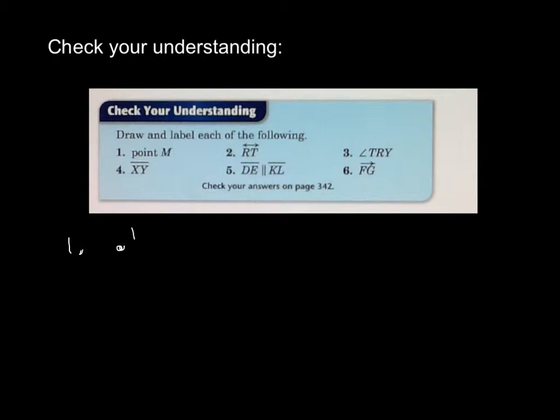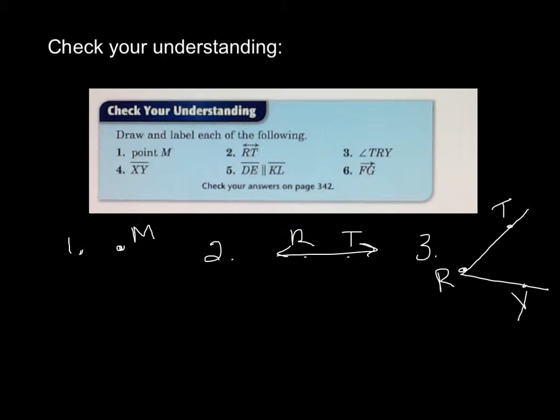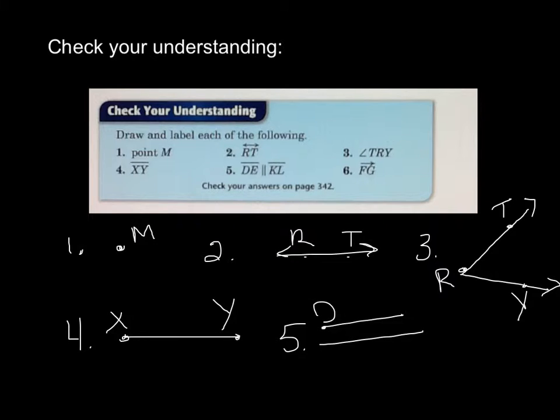Number 1, here's a point with M. Number 2, a line RT. Number 3, angle TRY would look like this. We have T, we have R, we have Y, with arrows on the end. Number 4, line segment XY. Number 5, parallel line segments. One is DE, the other one is KL, and finally a ray FG could look like this. F.